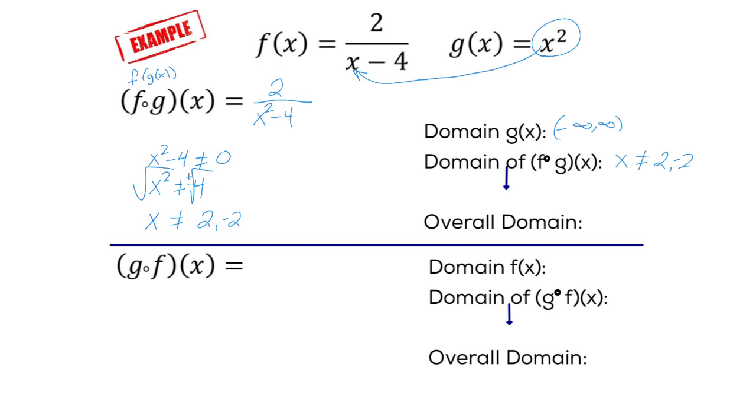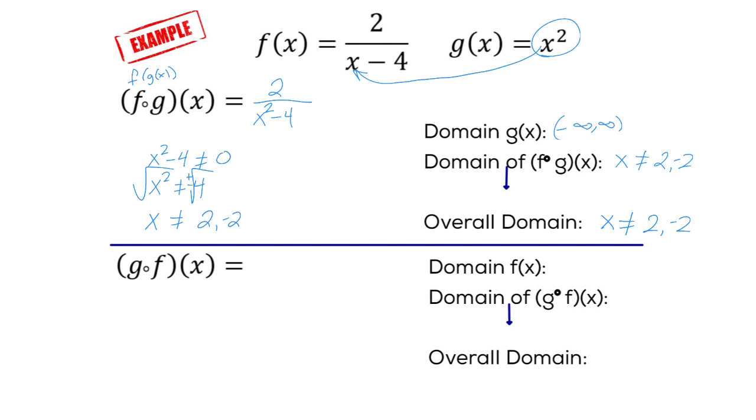All right, so then for your overall domain, you have to look at the g, and you have to look at the result, and whatever restrictions, you combine all the restrictions together. So it looks like overall, my restriction is x cannot be 2 or negative 2.